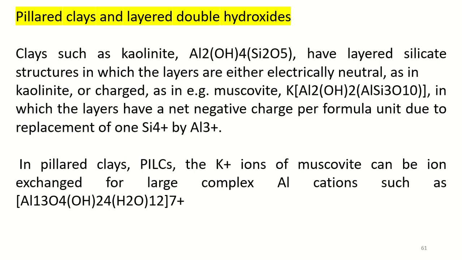Clays such as kaolinite, which is Al2(OH)4Si2O5, have layered silicate structures in which the layers are either electronically neutral, as in kaolinite, or charged, as in muscovite, which is actually KAl2(OH)2AlSi3O10, in which the layers have a net negative charge per formula unit due to replacement of one Si4+ by Al3+.